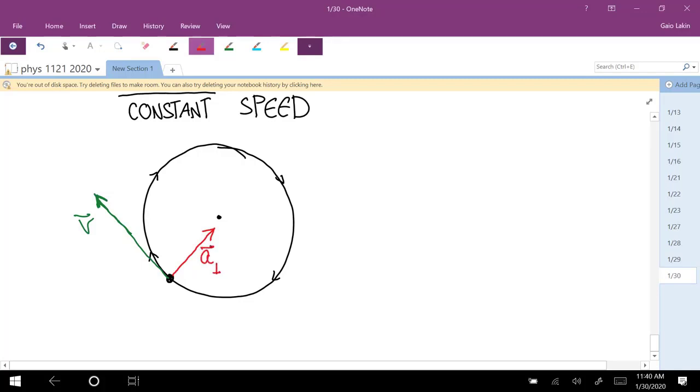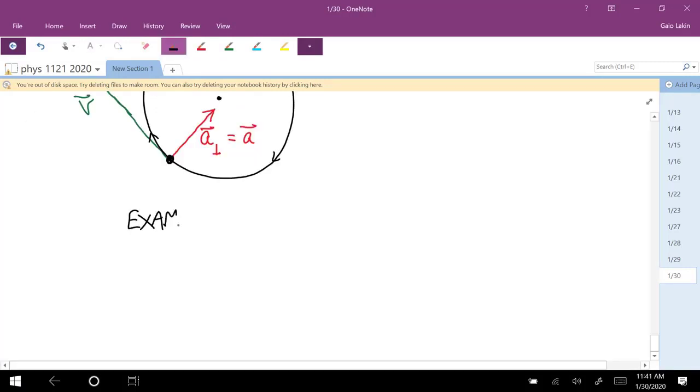Now the total acceleration is the sum of the parallel and perpendicular, but the parallel is 0. So this is the direction, and it is actually the total acceleration. So if you have an object that's moving with a constant speed, in this case it's a circle, the acceleration is always perpendicular to the path. If you have something moving with a constant speed in a circular path, the acceleration is always towards the center.